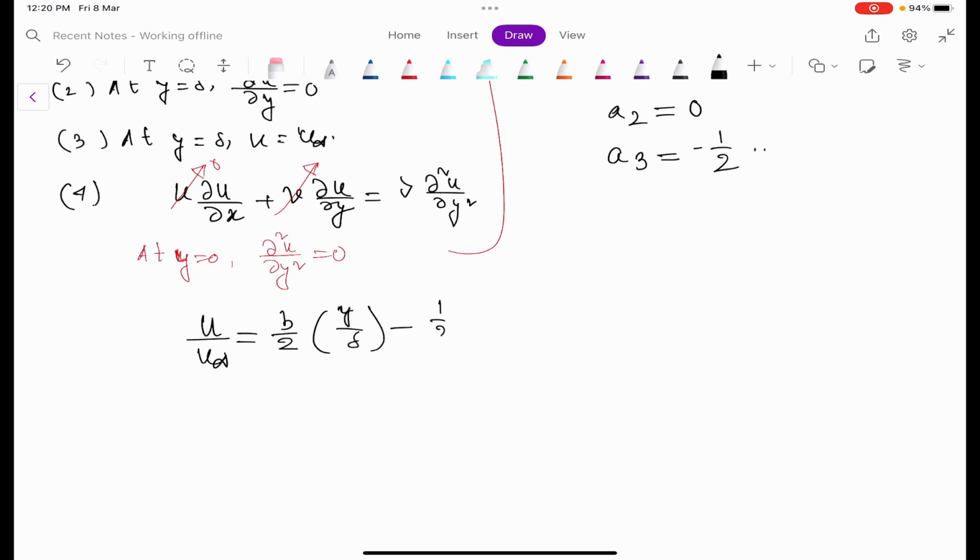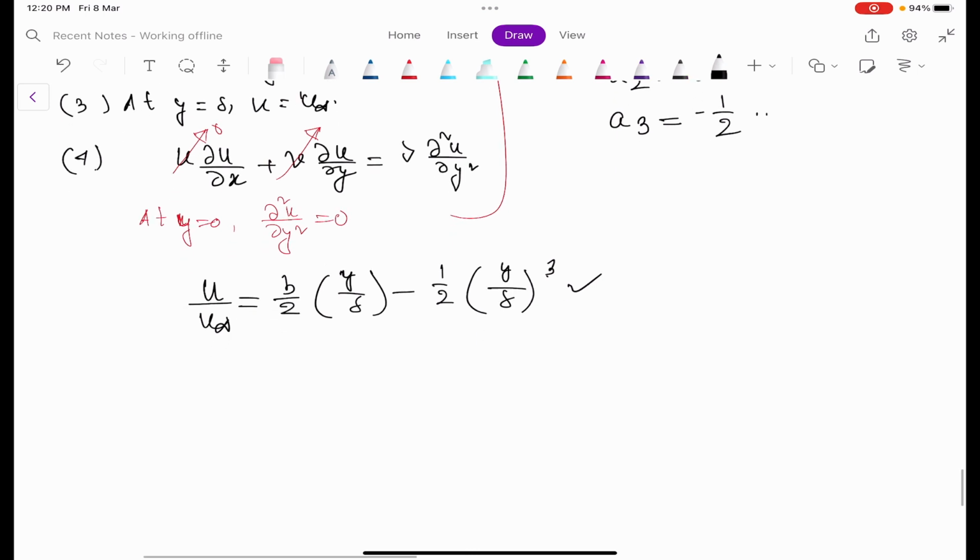If you have solved any GATE problem or any standard problem from any good book, then maybe you have seen that you are given this profile. So this is the assumed profile. Now your task is to calculate theta, right?